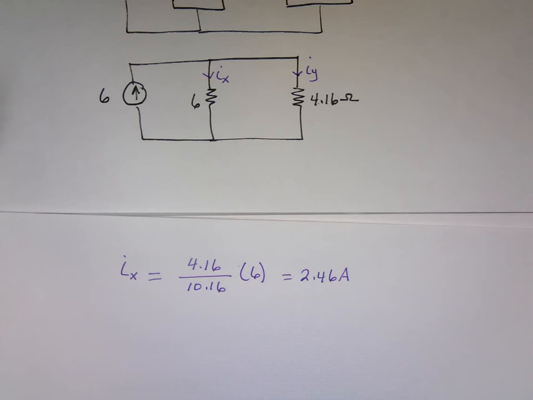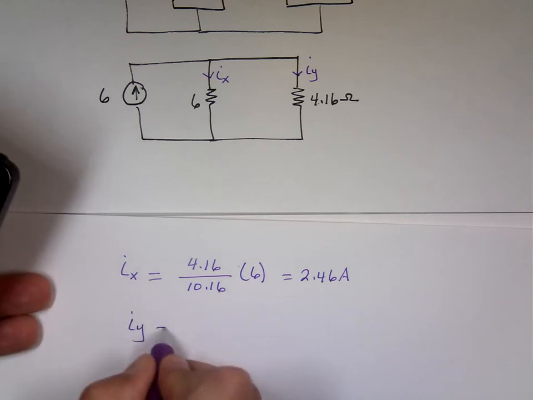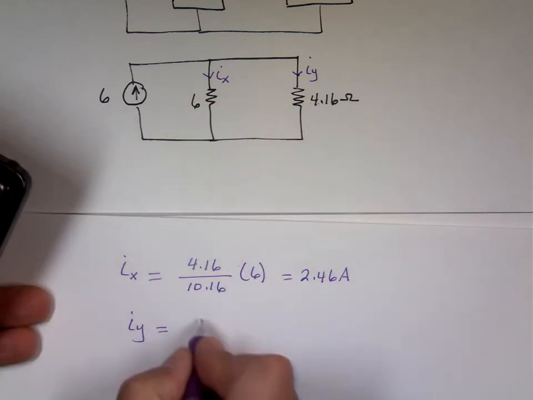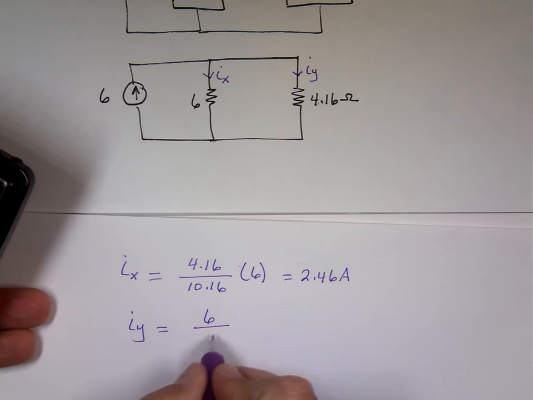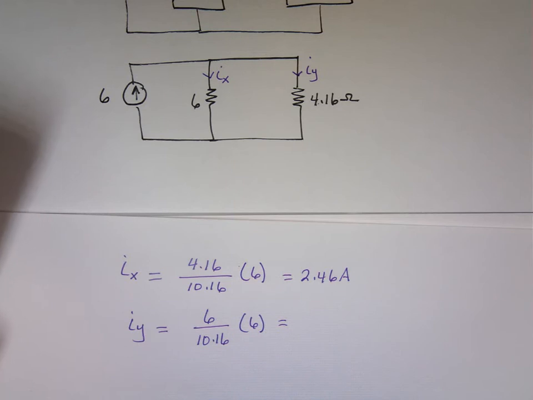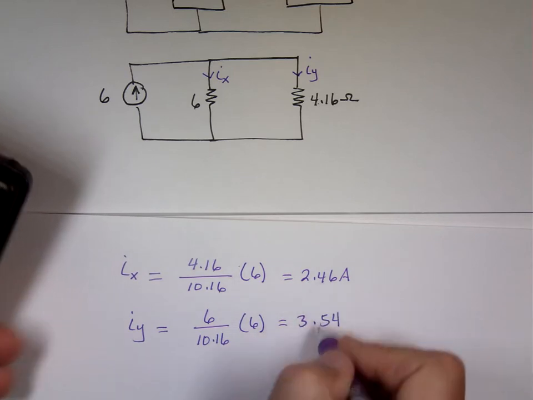Can I find I sub y? I sub y, gotta use that resistor. 6, or I can subtract it, right? 6 over 10.16 times the 6. That's 36 divided by 10.16. 3.54. Notice if I add the two numbers, they should add up to what? 6 amps, the source.